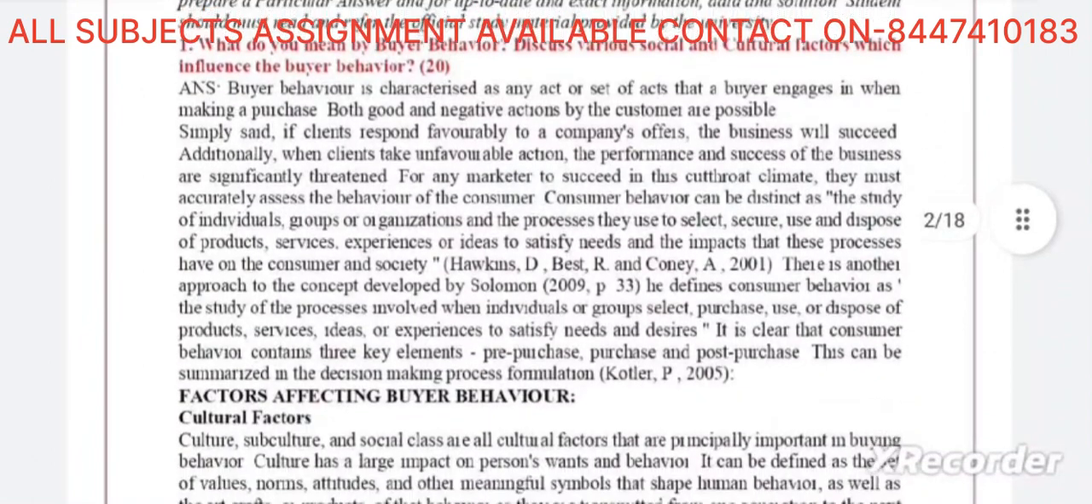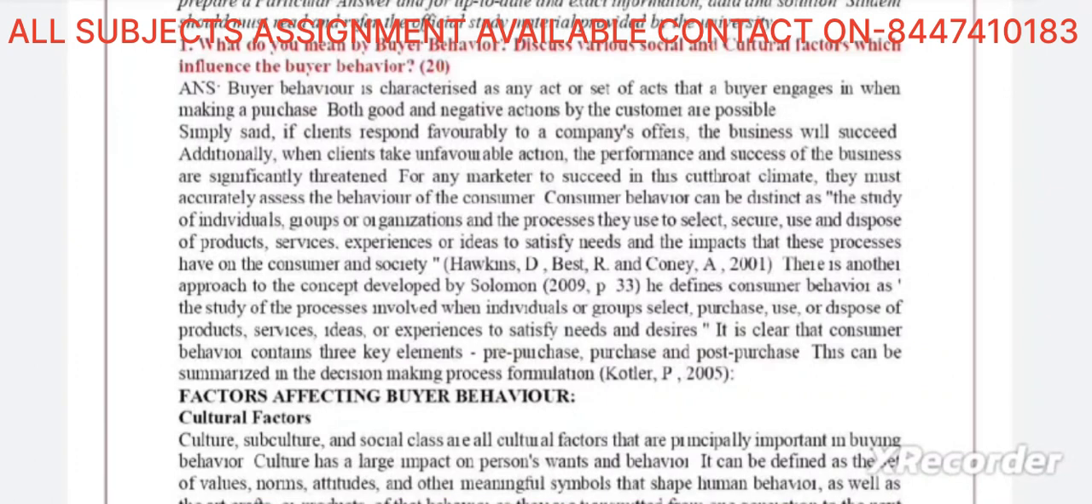The first question, buyer behavior is characterized as any act or set of acts that a buyer engages in when making a purchase. Both good and negative actions by the customer are possible. Simply said, if clients respond favorably to a company's offers, the business will succeed. Additionally, when clients take unfavorable action, the performance and success of the business are significantly threatened. For any marketer to succeed in this cutthroat climate, they must accurately assess the behavior of the consumer.